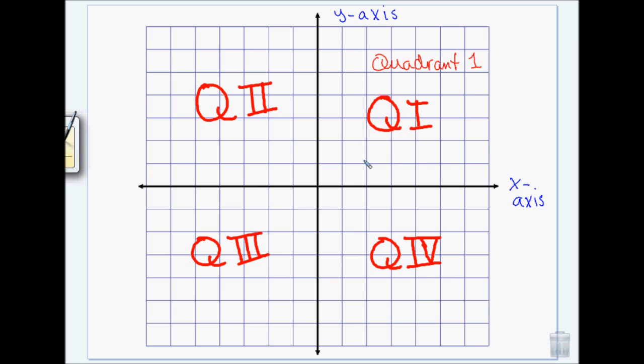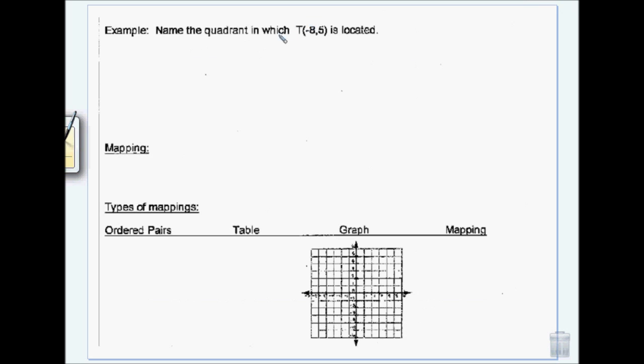In quadrant 1, both x and y are positive because we move positive on the x-axis and positive on the y-axis. In quadrant 2, we're going negative on the x-axis and positive on the y-axis. Quadrant 3, they're both negative. And then quadrant 4 is a positive x and a negative y. All right, so if you're asked to name a quadrant, I have the point T, which is at negative 8, 5, okay? So that's negative, positive.